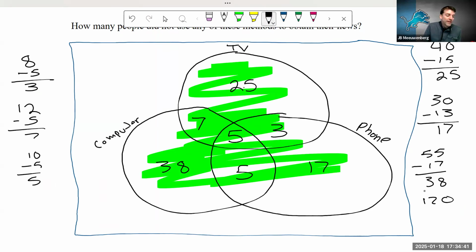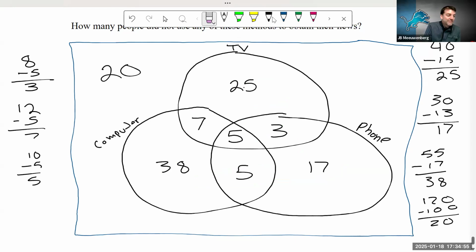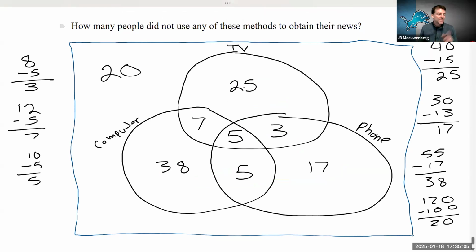But we should have 120. Well, what does that mean? We've got 20 people left over. Where do they go? They are in our universal set, but they're not inside any of these other sets. So what does that mean? It means they didn't use the TV or the computer or the phone to access their news. And that was what our question was. How many people did not use any of these methods to obtain their news? 20. And we could answer all sorts of questions based on this.